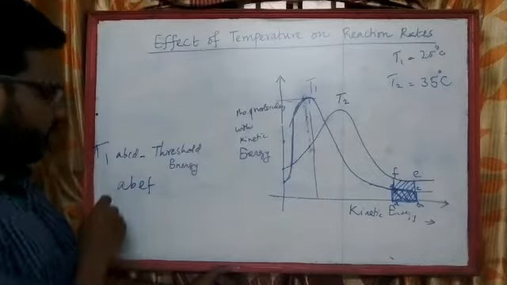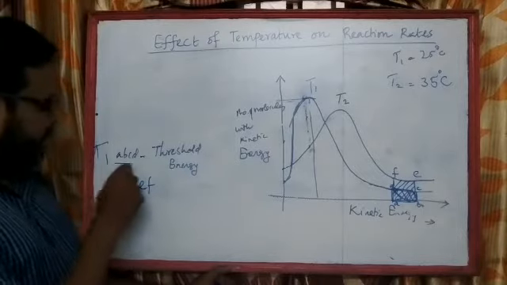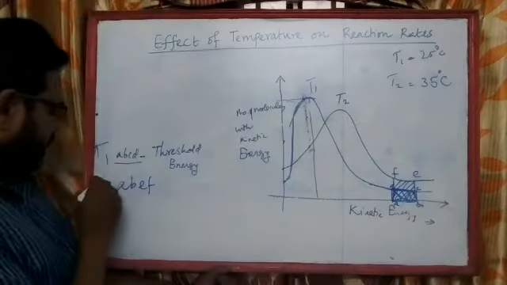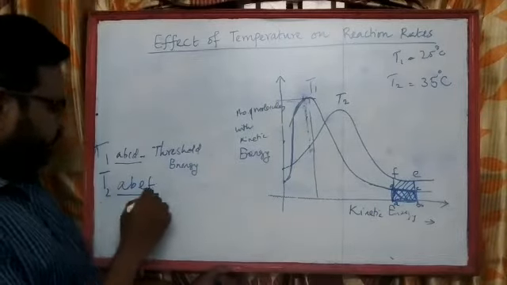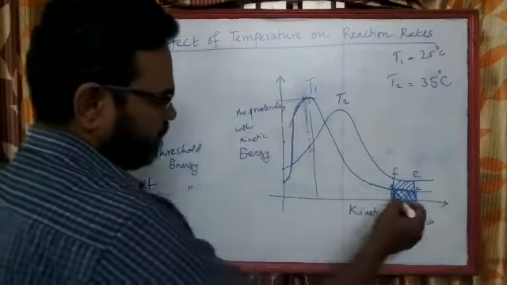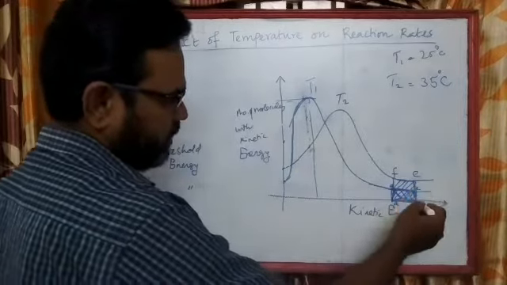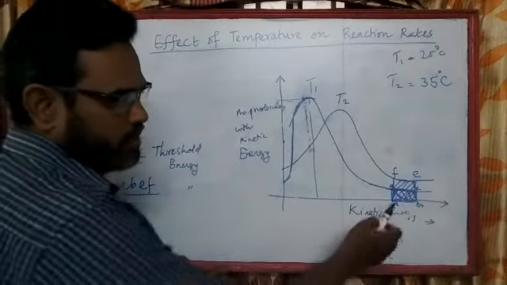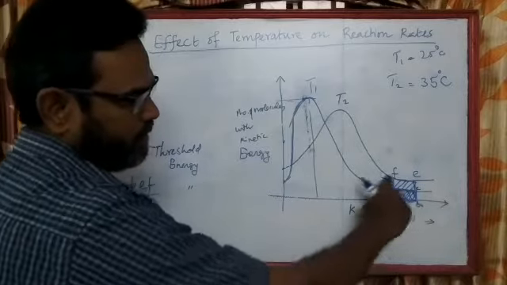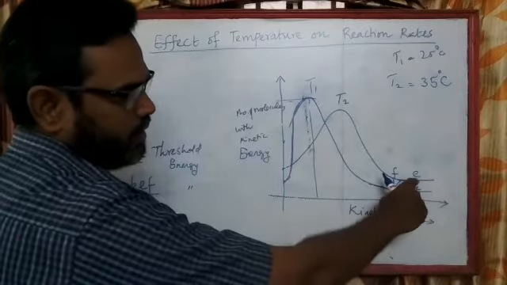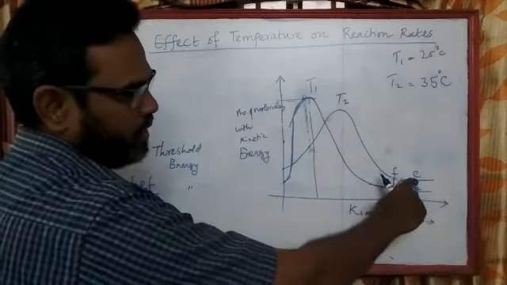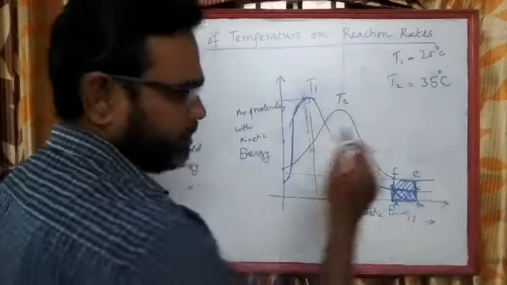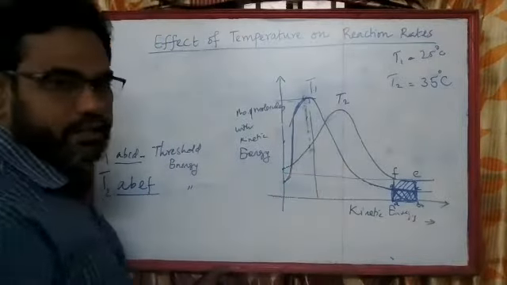So at temperature T1, ABCD is the area of the molecules possessing the threshold energy. At temperature T2, ABEF is the area of the molecules possessing the threshold energy. So by raising the temperature, you must know that this entire ABEF is the entire threshold energy of the molecules. This much of molecules possess threshold energy upon raising the temperature to T2.